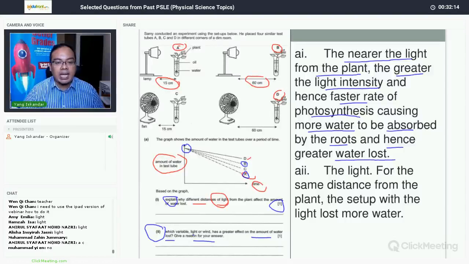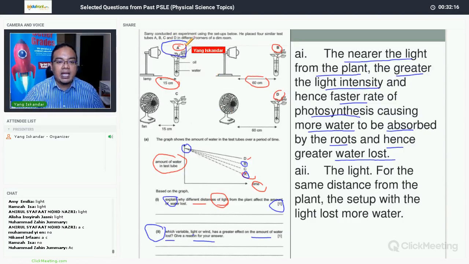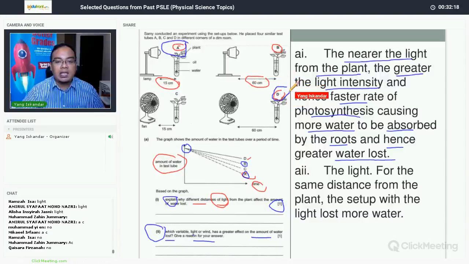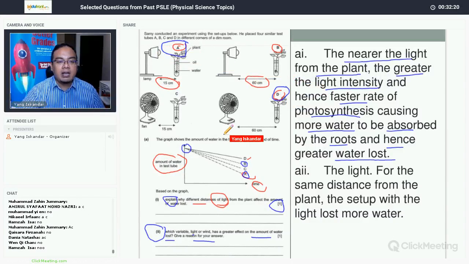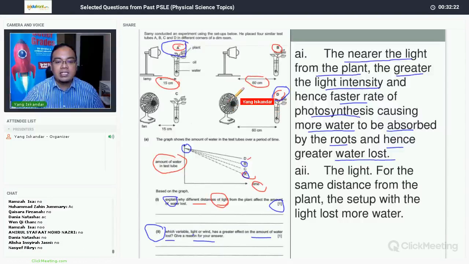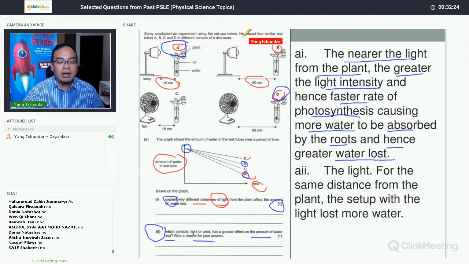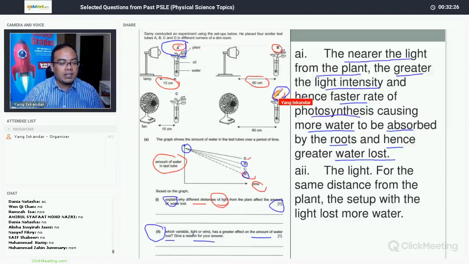Would you use, okay, can I use A and D? Cannot, because A got lamp, D is fan. Okay, why you cannot use A and D? Why you cannot use A and D, Mikael?